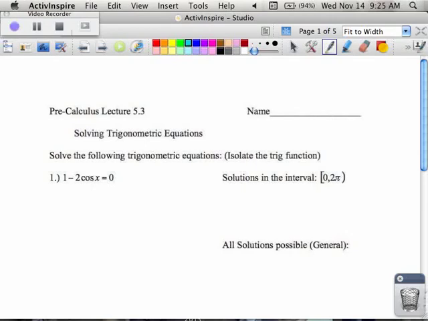3, we're solving equations. If you don't remember the memorization of your unit circle, you're probably going to want to have your unit circle handy.